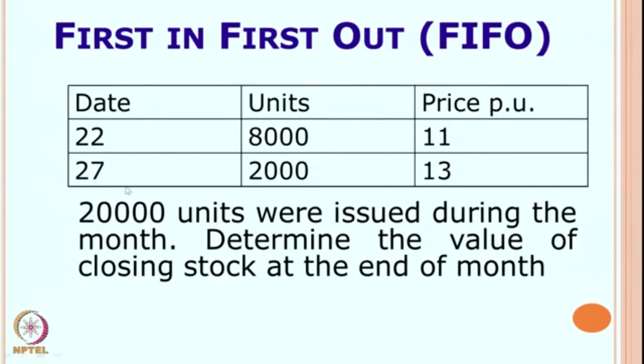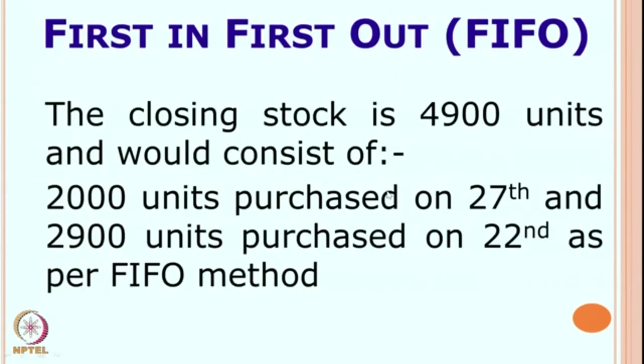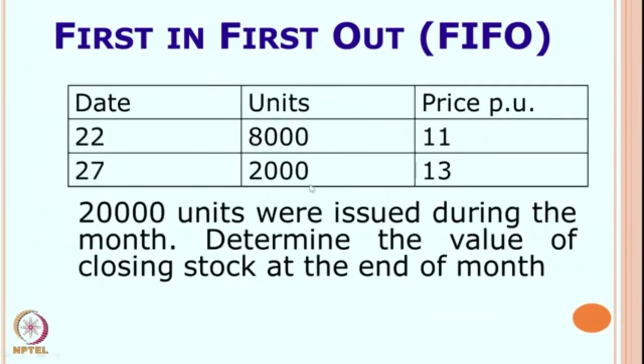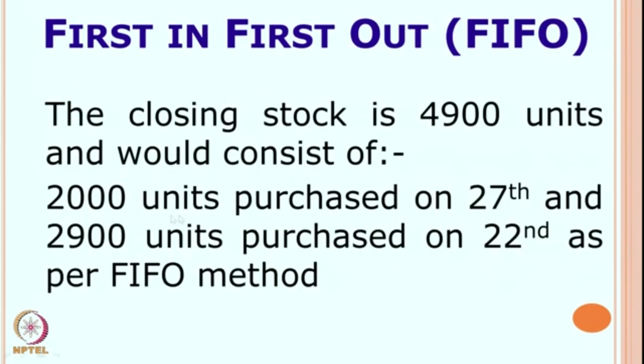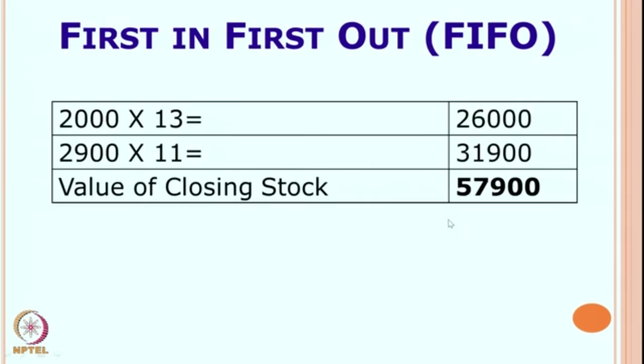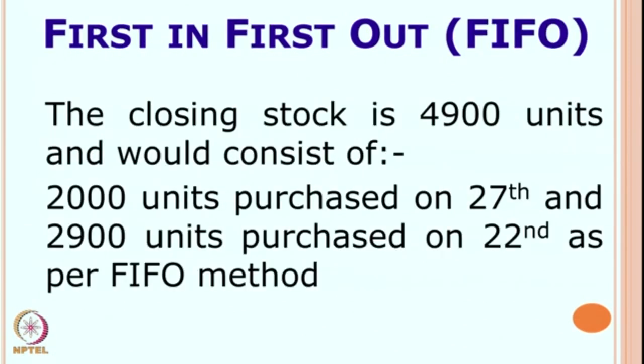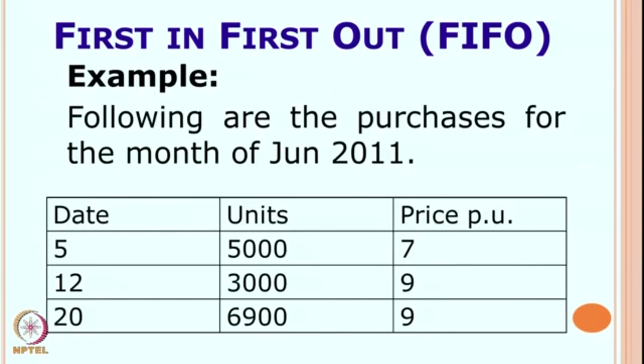So, which are the most latest items? 27th, 2013 is the latest item, and since we have a stock of 4900, of which 2000 is purchased on 27th, the remaining 2900 is purchased on 22nd. Okay, so are you getting? So, 2000 units on 27th and 2900 purchased on 22nd. Now, we will go for valuation, 2000 into 13 and 2900 at 11. This is the value of closing stock. Are you getting?